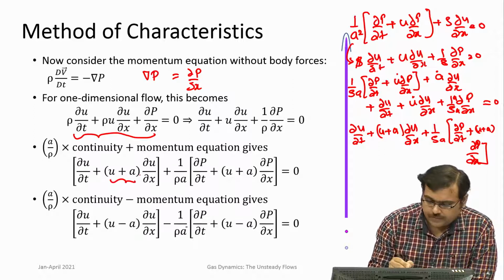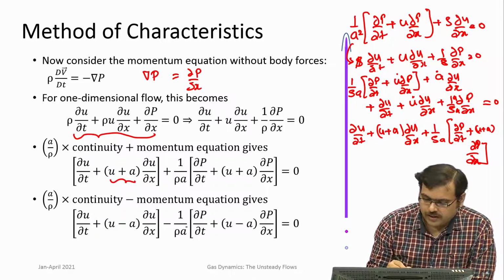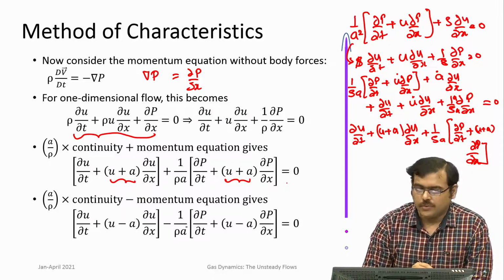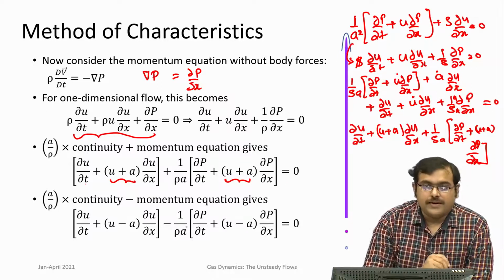So that is the term that has been written over here: ∂u/∂t plus (u plus a) ∂u/∂x, plus 1 by rho a ∂p/∂t plus (u plus a) ∂p/∂x equal to 0. So this is what we get.